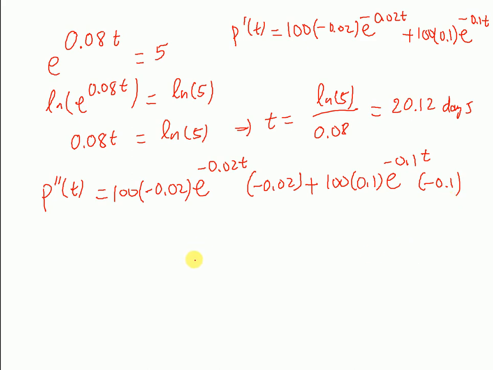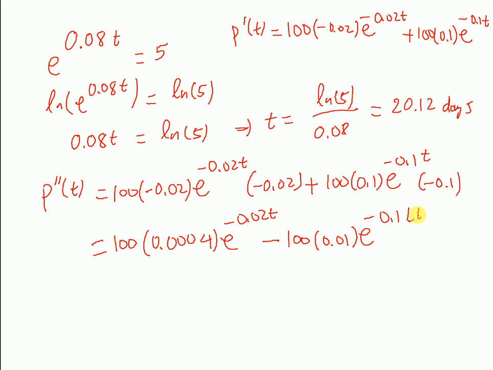Now, if you simplify this, minus and minus multiplying together give you plus. So 100 times 0.0004 e to the minus 0.02t, and for this one, minus and plus give you minus 100 times 0.1 times 0.1, which gives you 0.01, and e to the minus 0.1t.